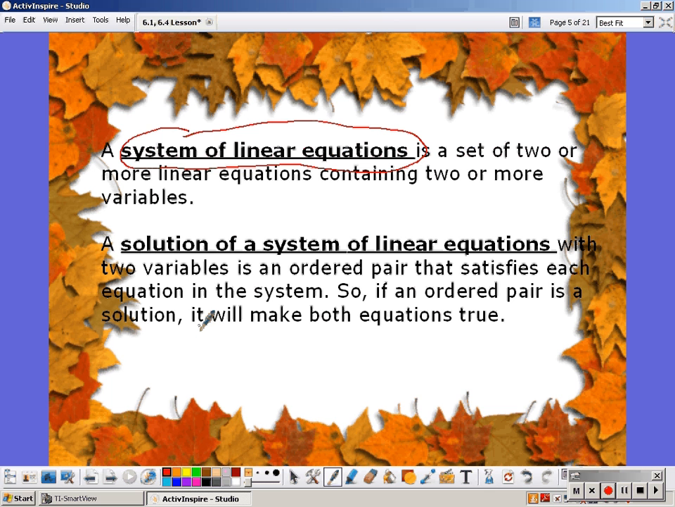And then the solution to a system of linear equations with two variables is an ordered pair. So it'd be like (3, 5) or (2, 1). We've been working with these ordered pairs. The first number is the x, second number is the y. And so it would mean that you can plug in 3 for x and 5 for y into both of those equations and both of them would turn out true.